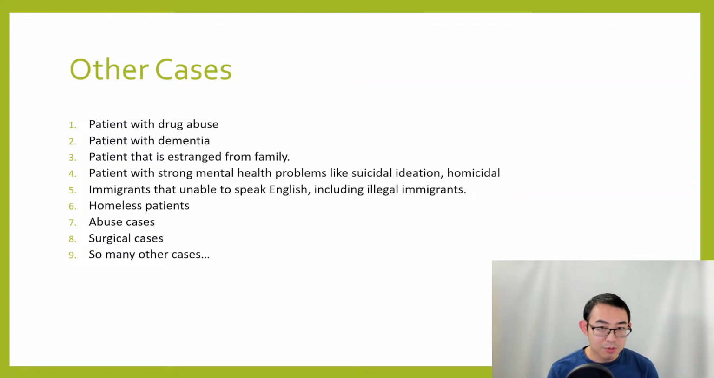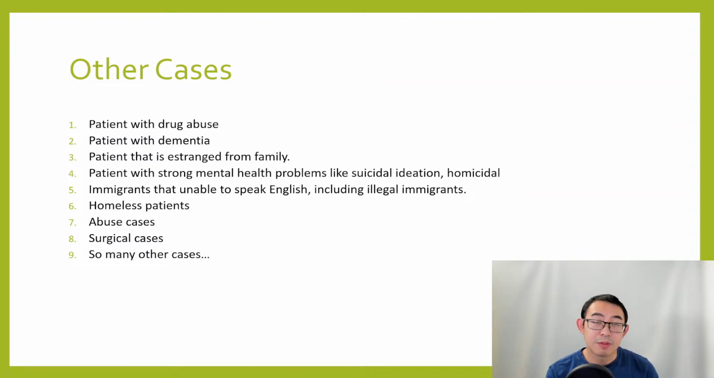Patients with strong mental health problems, like suicidal ideation or homicidal ideation, and immigrants who are unable to speak English, or illegal immigrants, have limited resources. They don't have Medicaid or Medicare, and you need insurance to cover a stay in rehab or some such facility. They don't have access to rehab, and we need to figure out how to help them with the social worker. We need to be consulted.